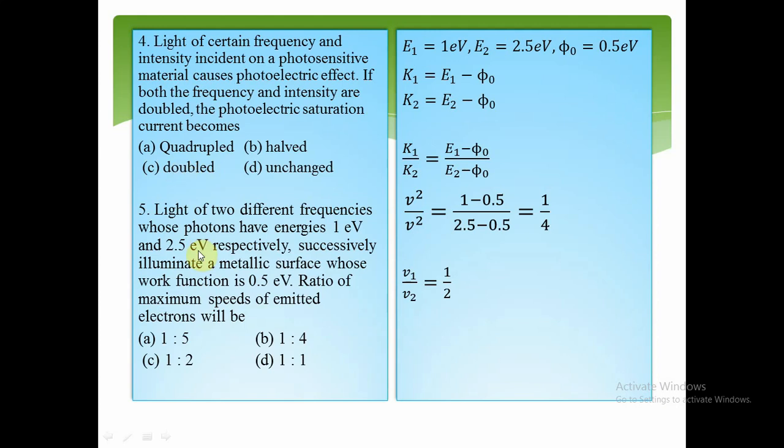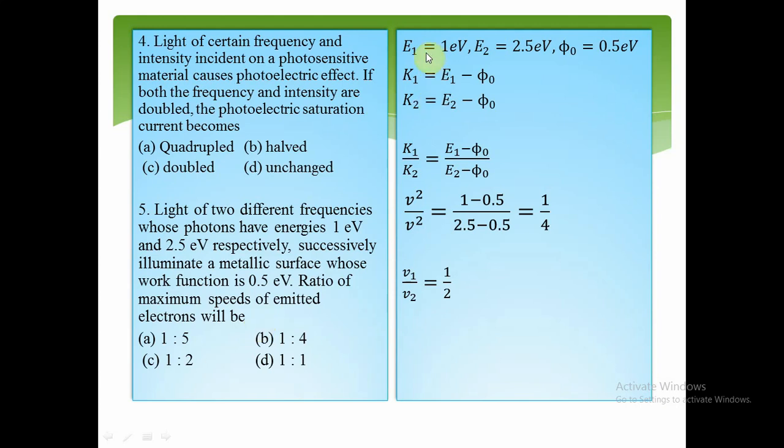Next, the fifth one. Light of two different frequencies whose photons have energies 1 electron volt and 2.5 electron volt respectively successively illuminate a metallic surface whose work function is 0.5 electron volt. The ratio of the maximum speed of the emitted electrons will be. He asked to calculate the velocity of the ejected photoelectrons in terms of a ratio.